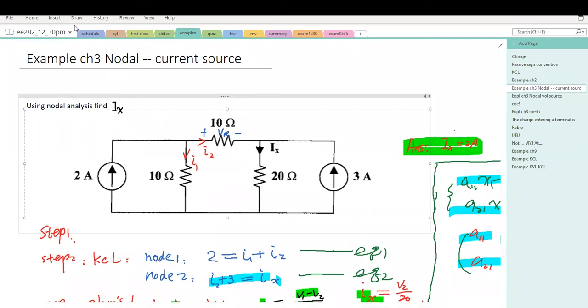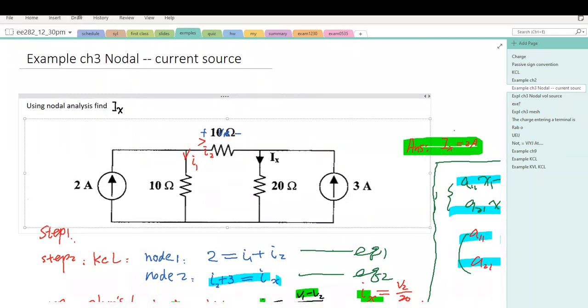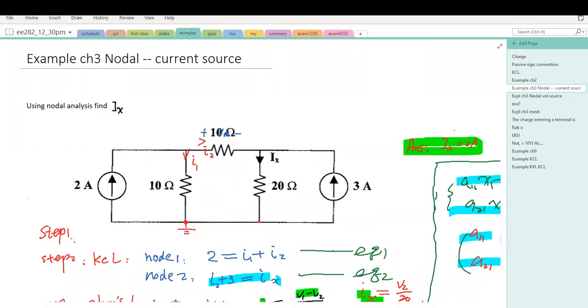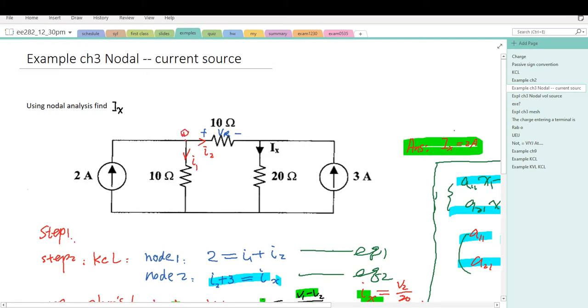Step 1, we want to find a reference node. The reference node normally is chosen at the bottom of the circuit just for convenience. In this case, I choose this node as a reference. Next, we identify the nodes. In this circuit, we have two nodes. So node 1, node 2.